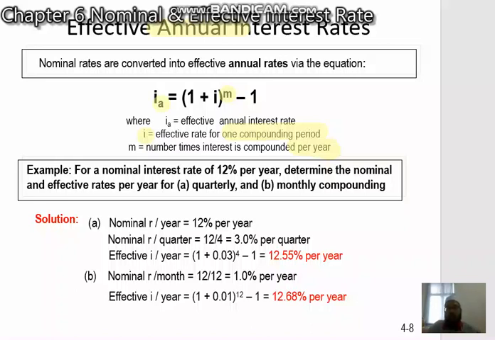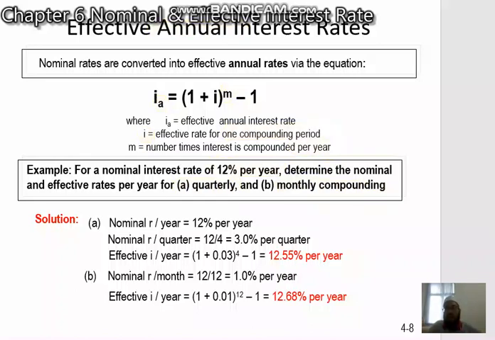So we take one example of how this formula is applied. For a nominal interest rate of 12% per year, determine the nominal and effective rates per year for (a) quarterly compounding and (b) monthly compounding. So the interest statement is 12% per year. First, quarterly compounding. Second, monthly compounding.